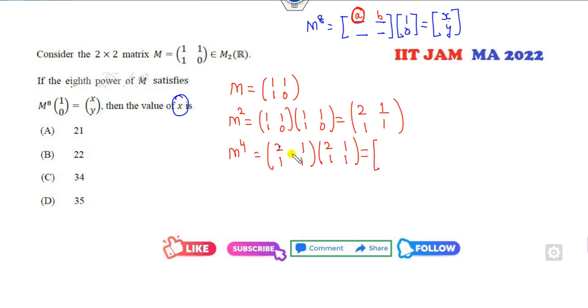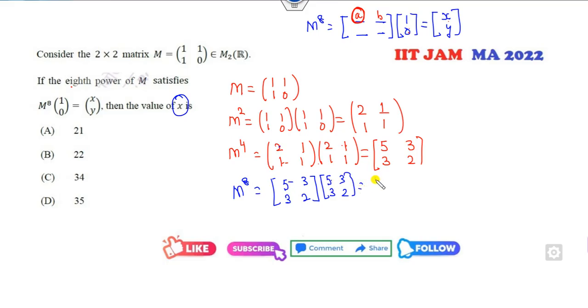So okay, fine. So what is that? 4 plus 1, 5. 2 plus 1, 3. 2 plus 1, 3. 2, 1 plus 1, 2. And the last is M8. So I need to find only 5, 3, 2, 3. So 5, 3, 3, 2.